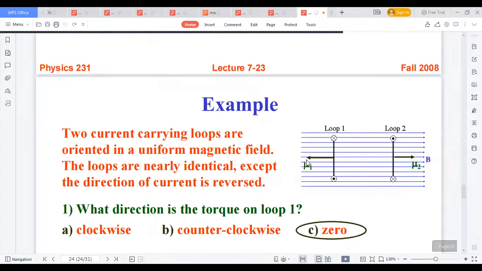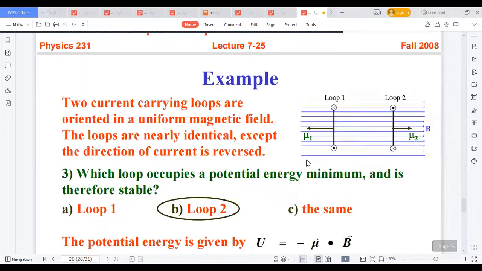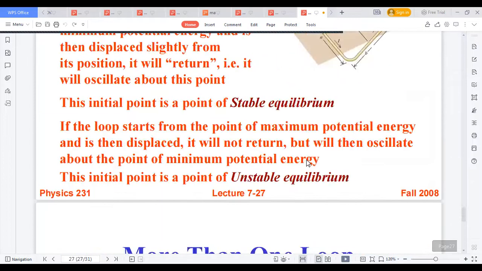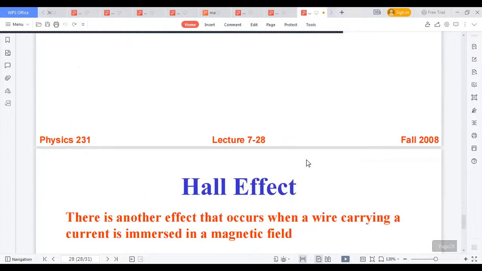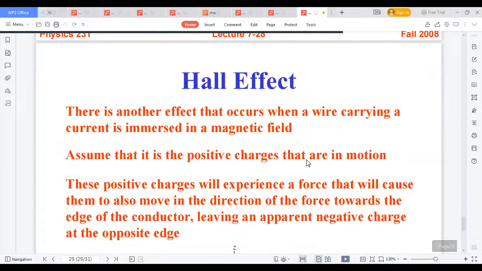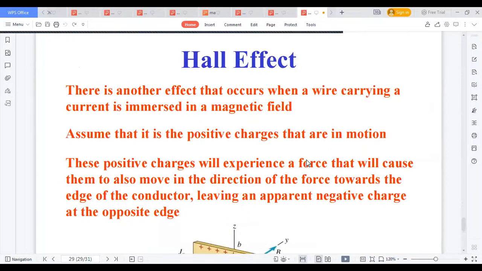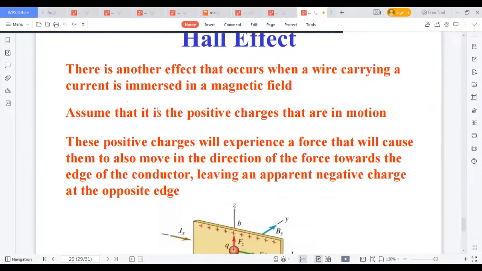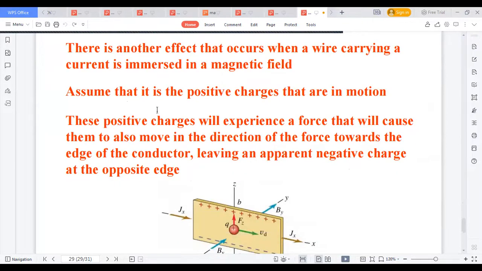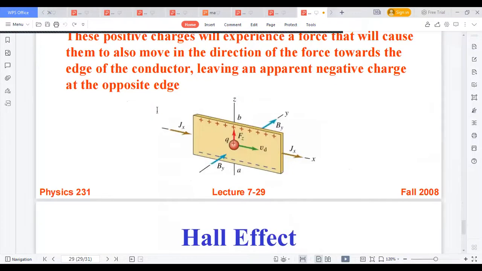And this is the frequently asked example and question connecting to this. Now, what is the Hall effect? There is another effect that occurs when a conductor carrying a current is immersed in a magnetic field. Assume that it is the positive charges that are in motion. So these positive charges will experience a force that will cause them to move towards the edge of the conductor, leaving an apparent negative charge at the opposite edge.